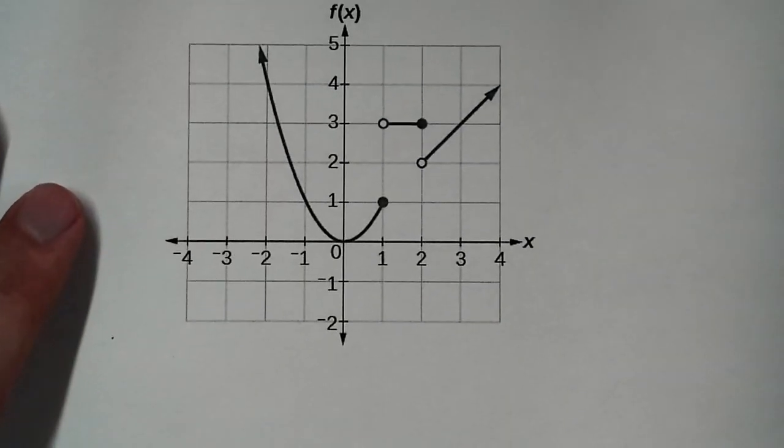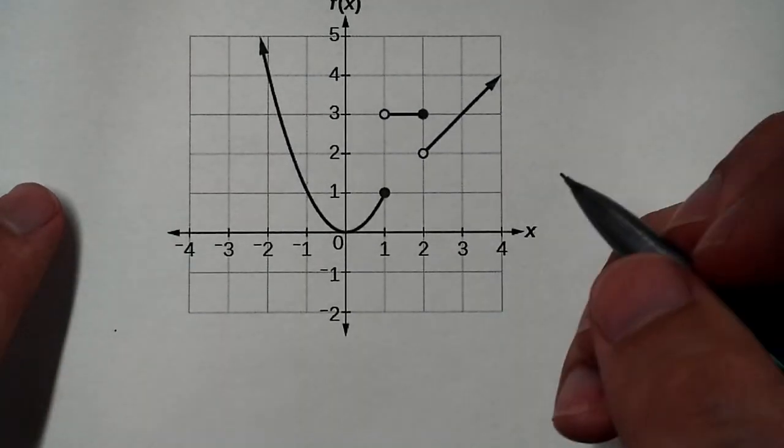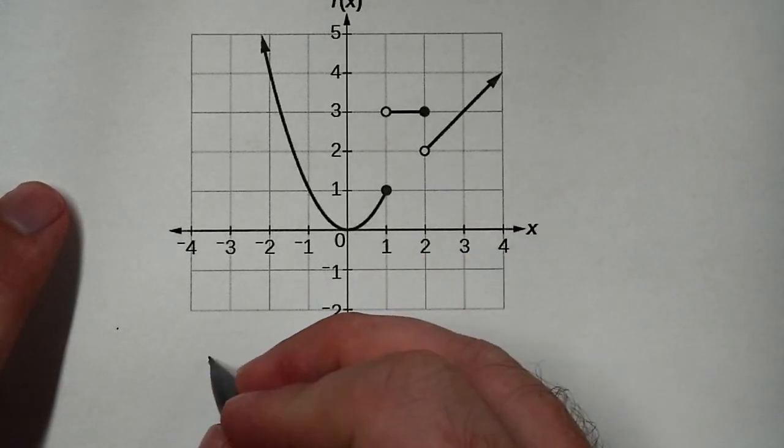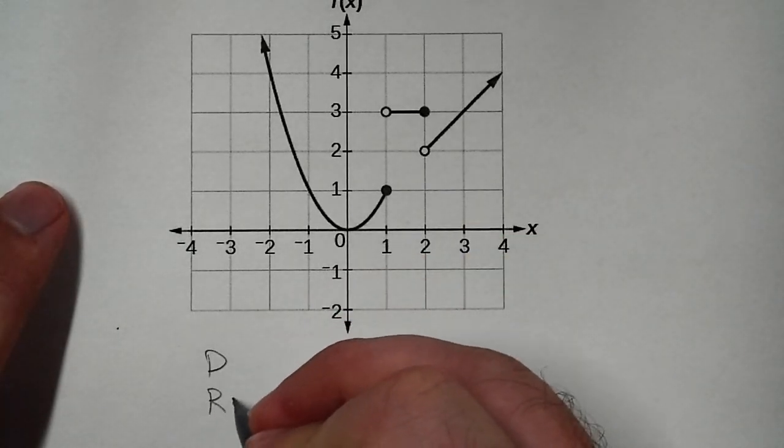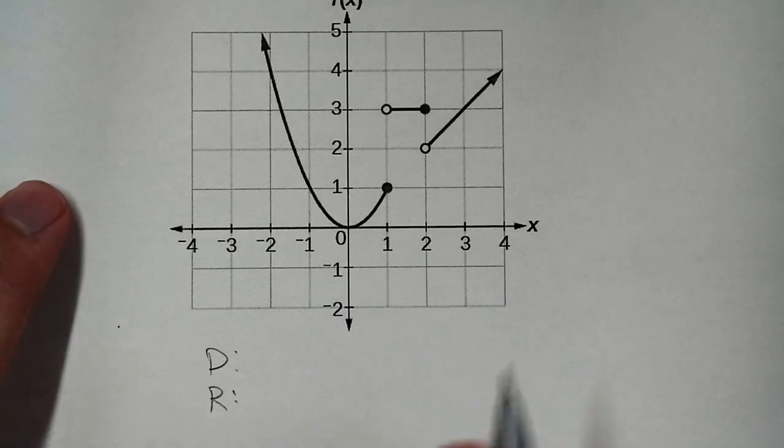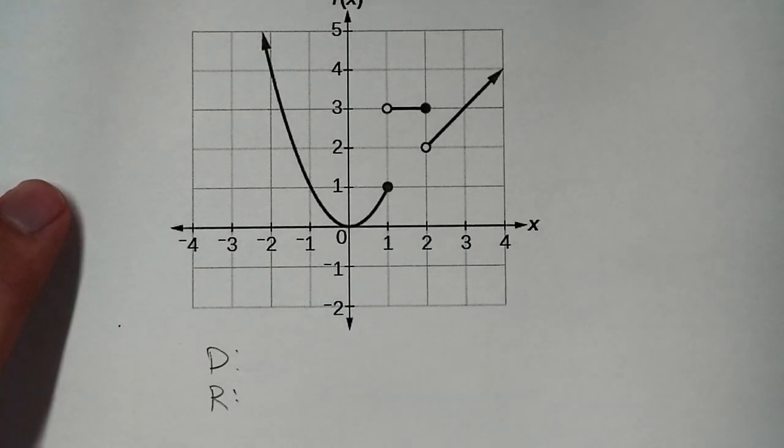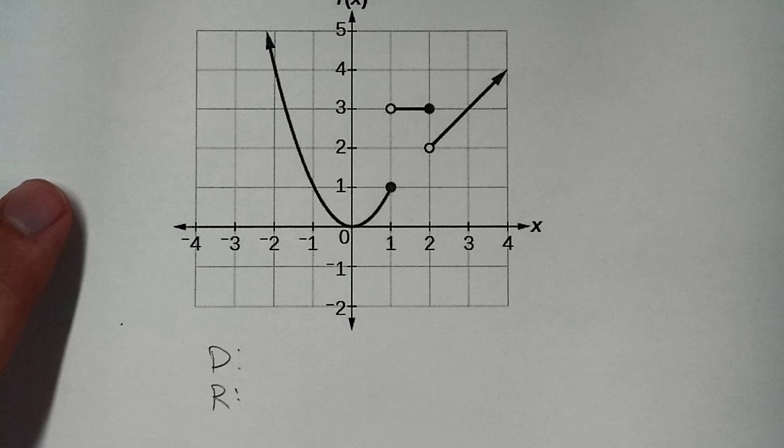On this one, it looks a little strange, but I want you to try it anyways. Get the domain, get the range. After you have down your answer, then push play. So go ahead and push pause and wait.